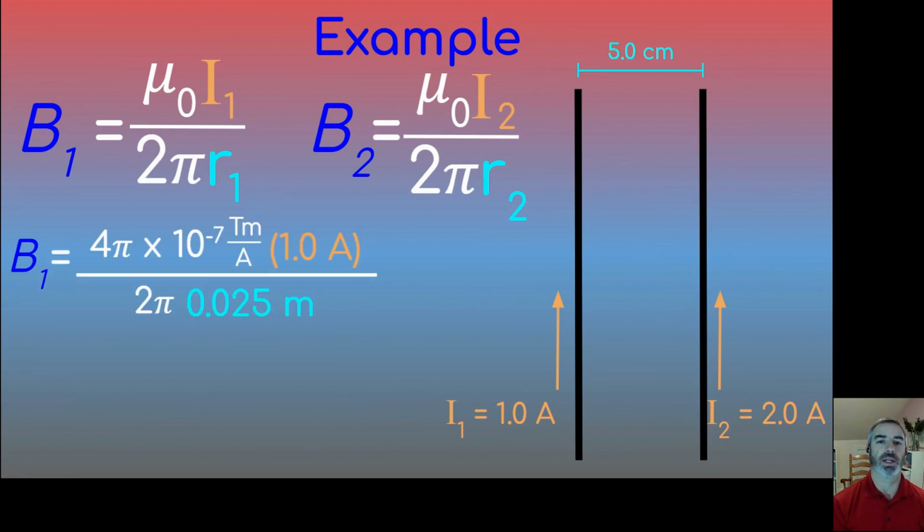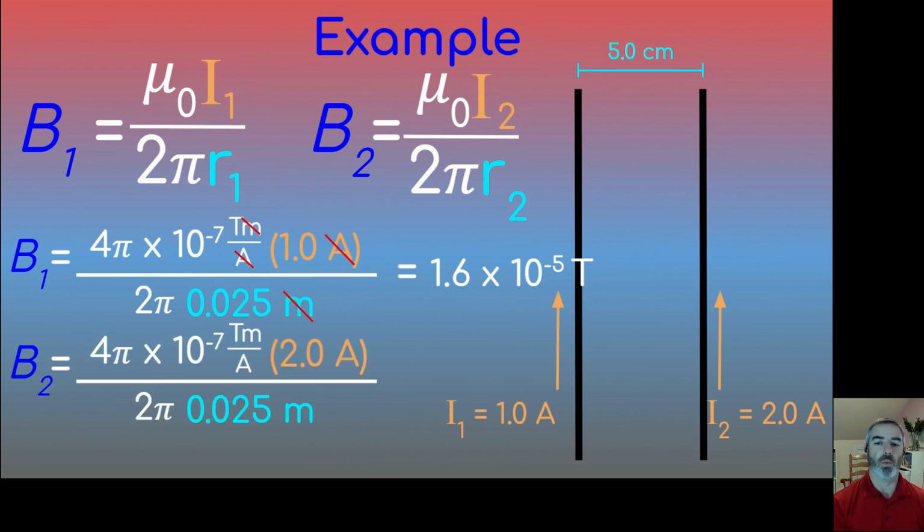So we can go ahead and calculate the magnetic field for B1, which we substitute in the values, 4 pi times 10 to the negative 7th Tesla meter per amp, 1 amp here, and 0.025 meters, because it's halfway between, and 2.5 centimeters would be halfway between. So 0.025 meters. You can see how the units cancel out, leaving us with just Tesla as the unit. And that's going to give us a magnetic field of 1.6 times 10 to the negative 5th Tesla produced by the left wire. The right wire, we can go ahead and change the current to 2 amperes.